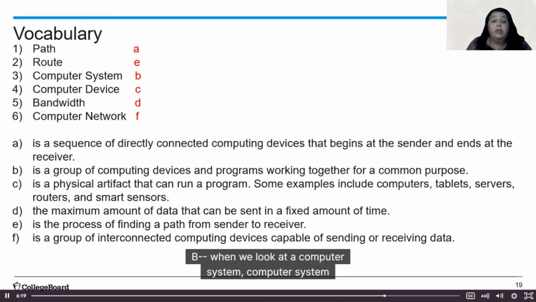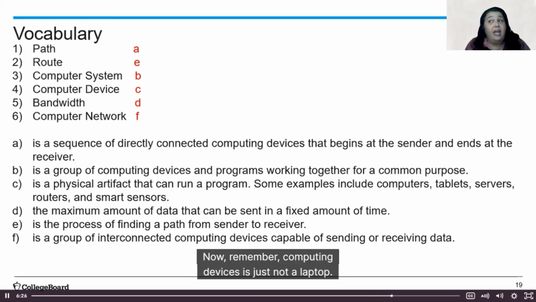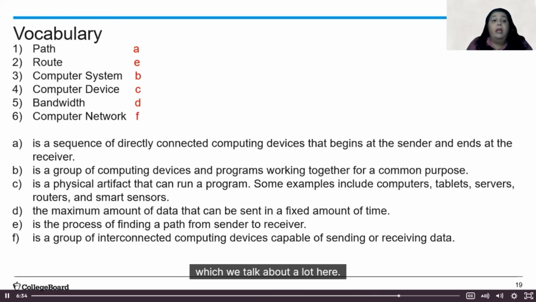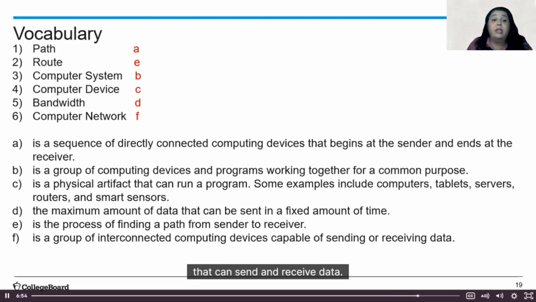B, when we look at a computer system, it is a group of computing devices that are working together for a common purpose. Now, remember, a computing device is not just a laptop. It can be something like a smart sensor or a router, which we talk about a lot here. And then we have our bandwidth. It's the maximum amount of data that we can transmit in a fixed amount of time, and we usually do it in bits per second. And then we have a computer network. What distinguishes a computer network is that it's not only just connected devices, but devices that can send and receive data.